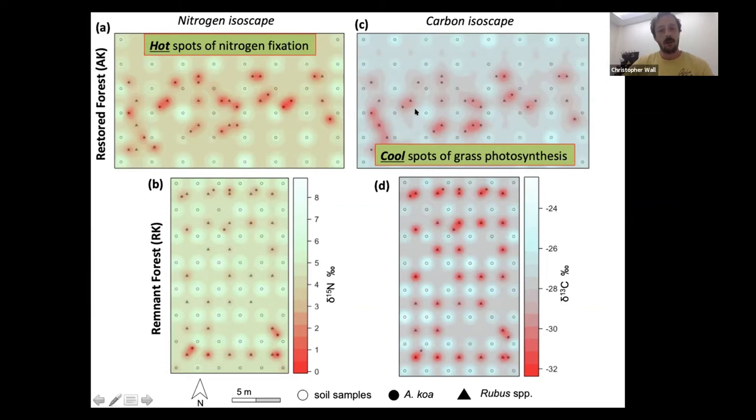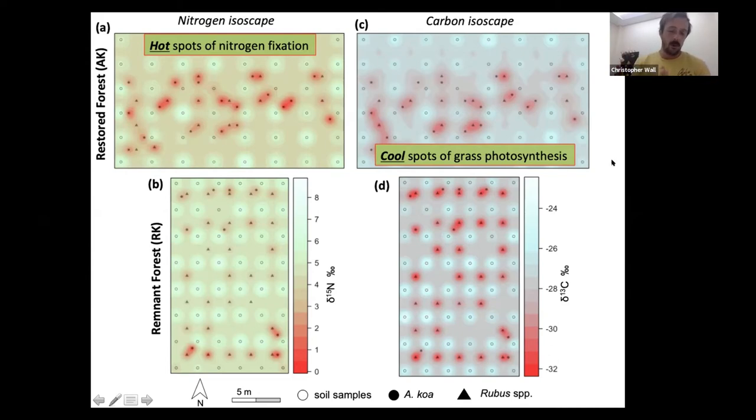And then we look at the carbon side of it, we just see it actually is much cooler. In this case, the isotopes here suggest that this is much more of a grass dominated habitat through this area. And so what's really interesting there is that in the remnant forest, you just don't see that same pattern. And so what is the takeaway from this?